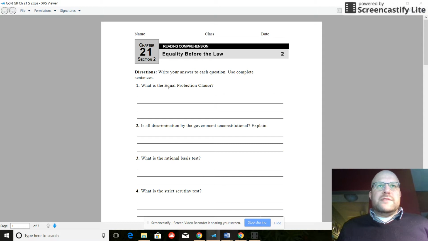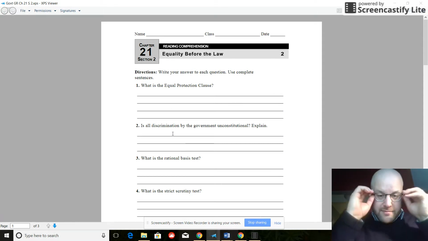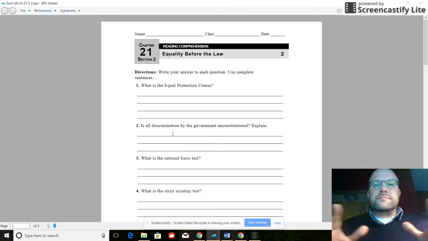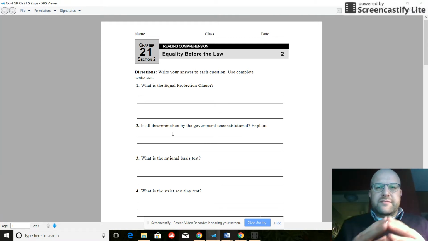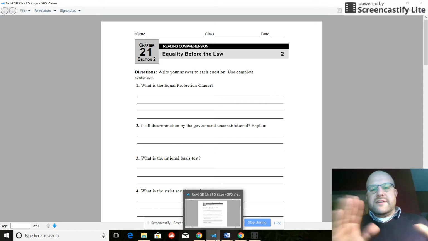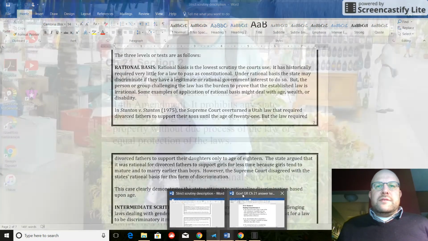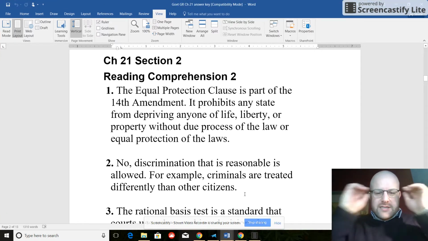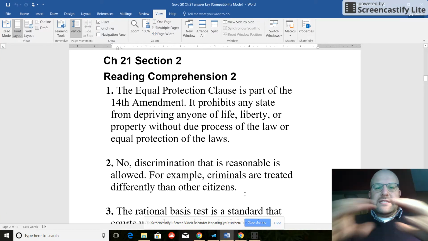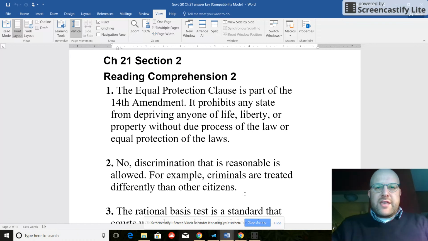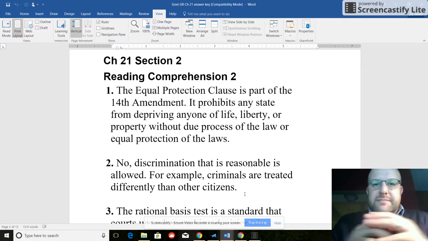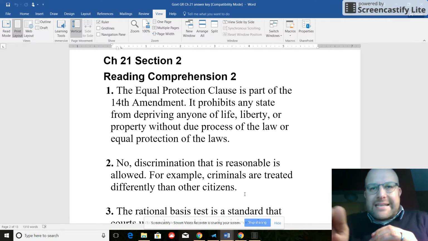Okay, let's roll. Equal protection, discrimination by the government, rational basis, strict scrutiny. If you were in my class, we covered this, but I'm going to briefly discuss it anyway. Feel free to pause if you need to get anything down at any point. Basically, the equal protection clause of the 14th Amendment. Remember, I was saying that the 14th Amendment applies the First Amendment to the states.